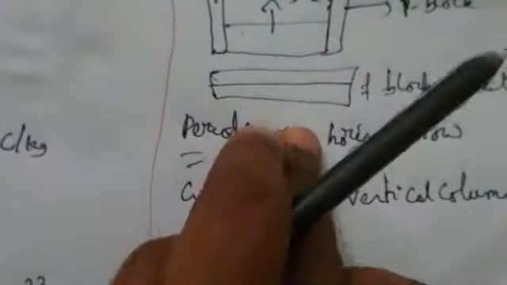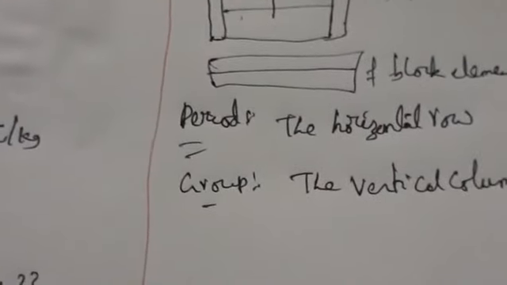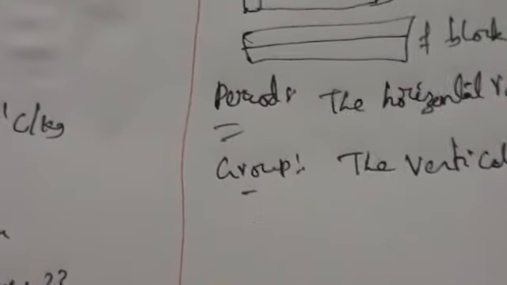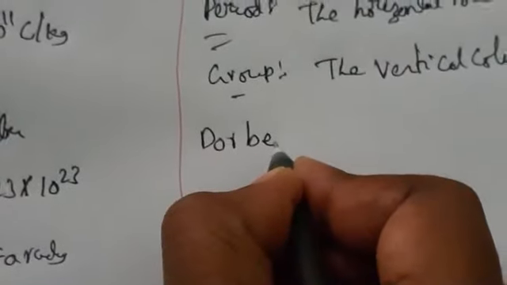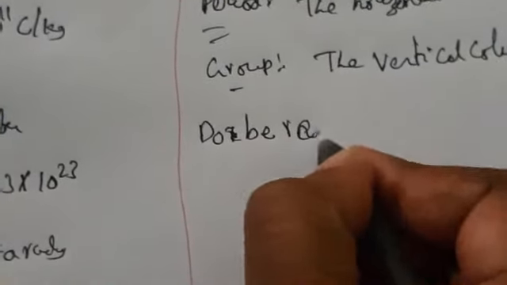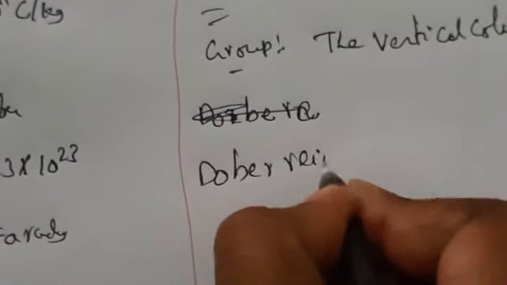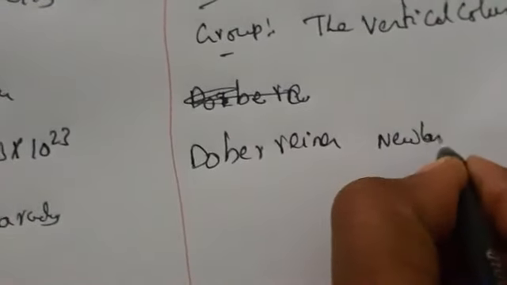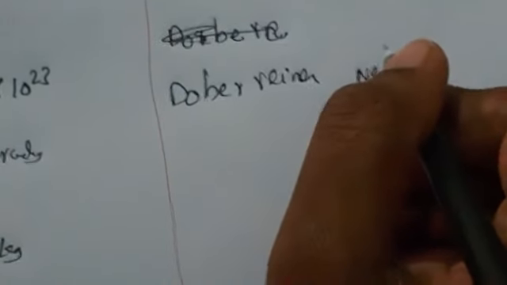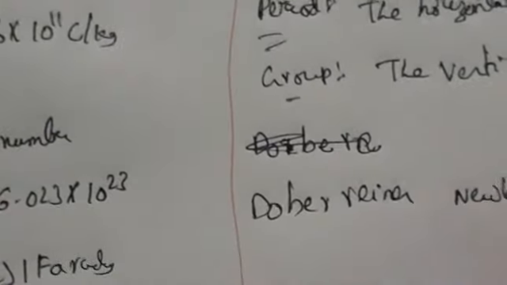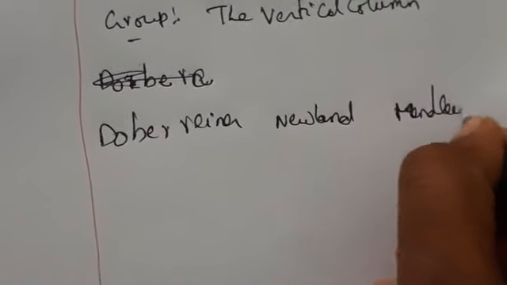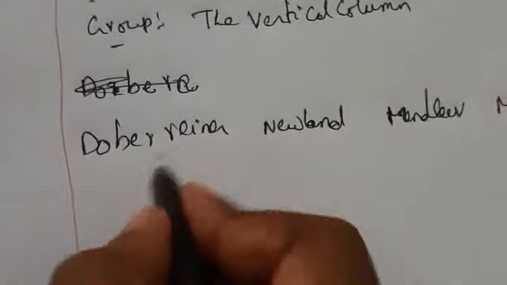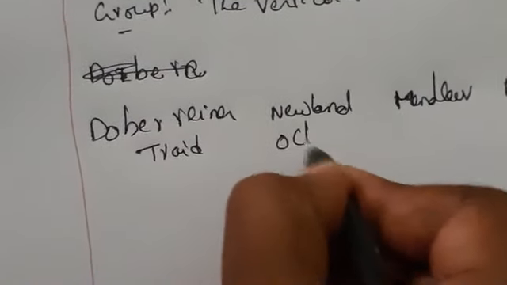Generally we have the s block, p block, d block, f block, lanthanides and actinides. So who discovered the periodic table, and how do we write the electronic configuration? Different scientists contributed: Dobereiner's triads, Newlands' octaves, Mendeleev's periodic table, and Moseley's periodic table.